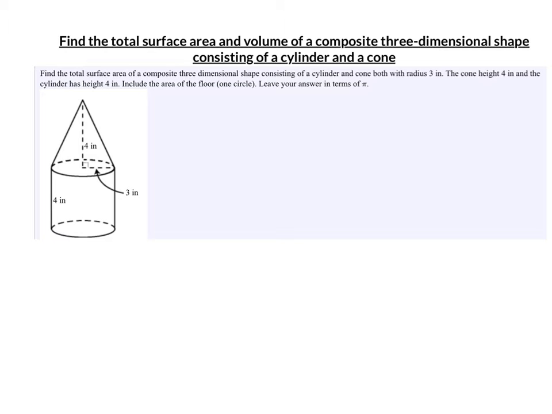Find the total surface area and volume of a composite three-dimensional shape consisting of a cylinder and a cone. So we're going to do both the surface area and the volume, so you have an example of each.